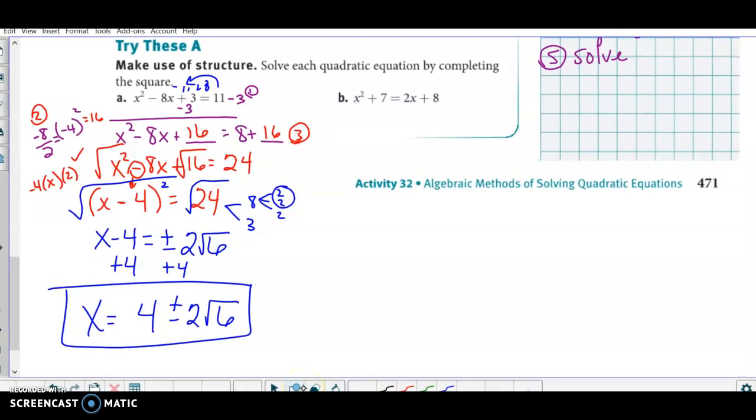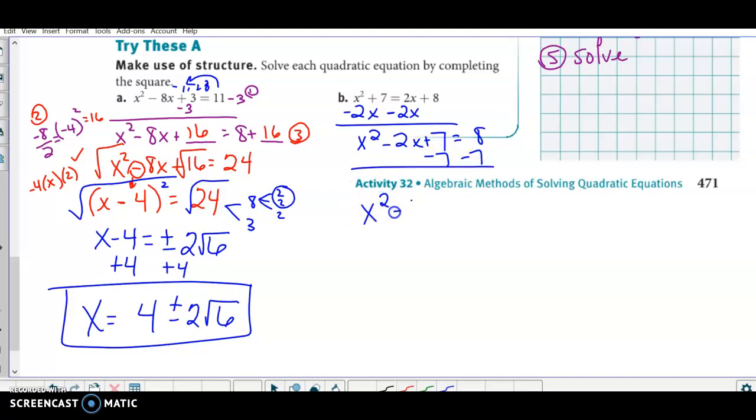So here on letter B, let's try this one. Notice this one is not set up correctly. We want C to be on the right and everything else to be on the left. So I'm going to have to move my 2x over here. X squared minus 2x plus 7 is equal to 8. And then now I can move my C. So I'm going to move my 7 over. X squared minus 2x, leave a space, equals 1 plus leave a space.